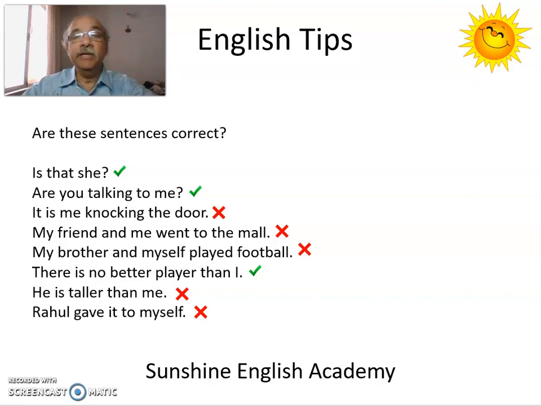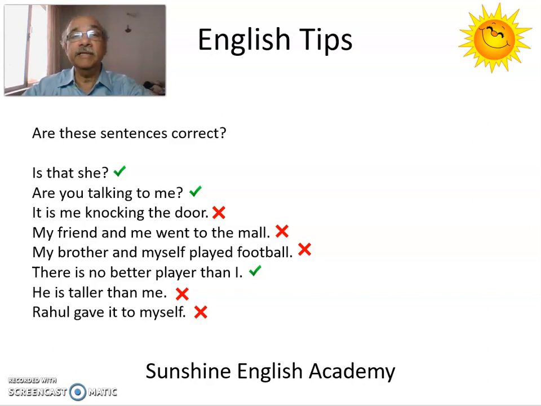My friend and me went to the mall. Incorrect, because the subject of the verb went should be my friend and I. This is a compound subject. My brother and myself played football. Incorrect, because myself is like an object pronoun. So we must say My brother and I played football.